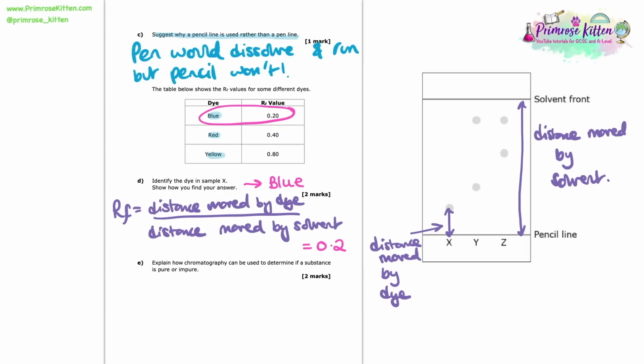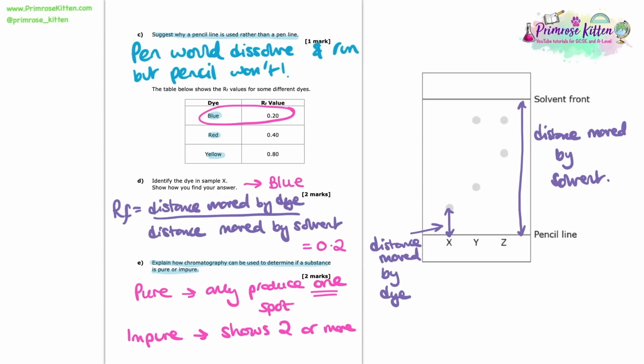And that's your answer. So next we're asked to explain how chromatography can be used to determine if a substance is pure or impure. Now here we will say that pure substances will only produce one spot on the chromatogram. However, an impure substance will show two or more different spots on the chromatogram. And that's how we can distinguish between a pure or an impure substance.